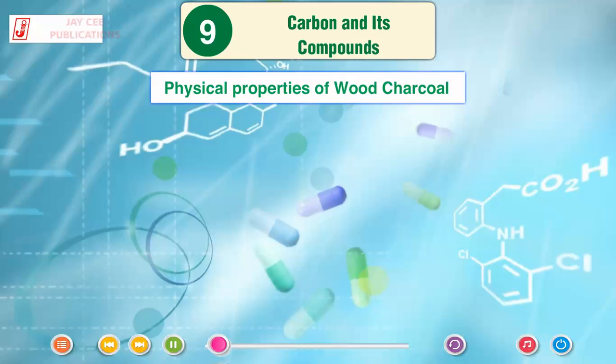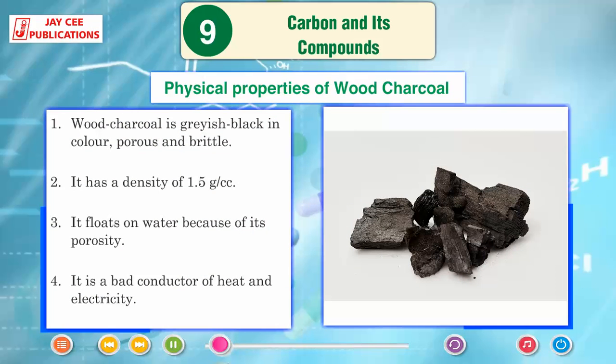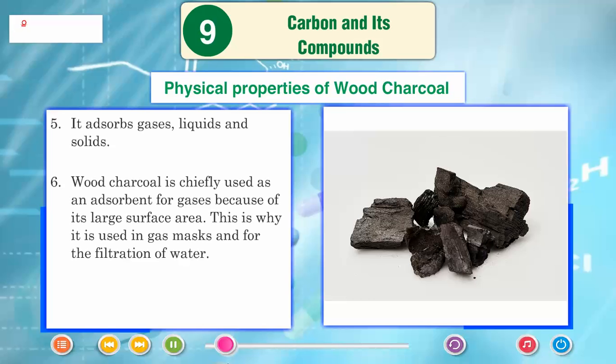Physical properties of wood charcoal. Wood charcoal is grayish black in color, porous and brittle. It has a density of 1.5 g per cc. It floats on water because of its porosity. It is a bad conductor of heat and electricity. It adsorbs gases, liquids and solids. Wood charcoal is chiefly used as an adsorbent for gases because of its large surface area. This is why it is used in gas masks and for the filtration of water.